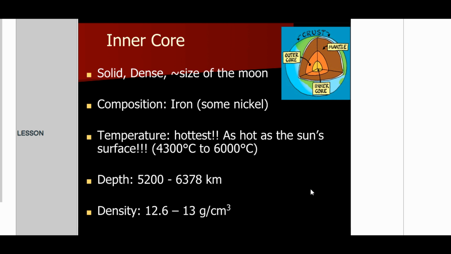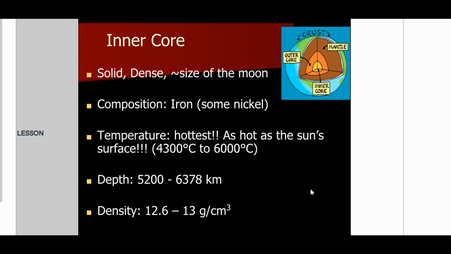After the outer core, you have the inner core, and this is the very center of the Earth. This is the heart of the Earth. It is solid, super dense, and about the size of the moon. It is almost all iron. There are some little bits of nickel in there, but it's almost all iron at this point.